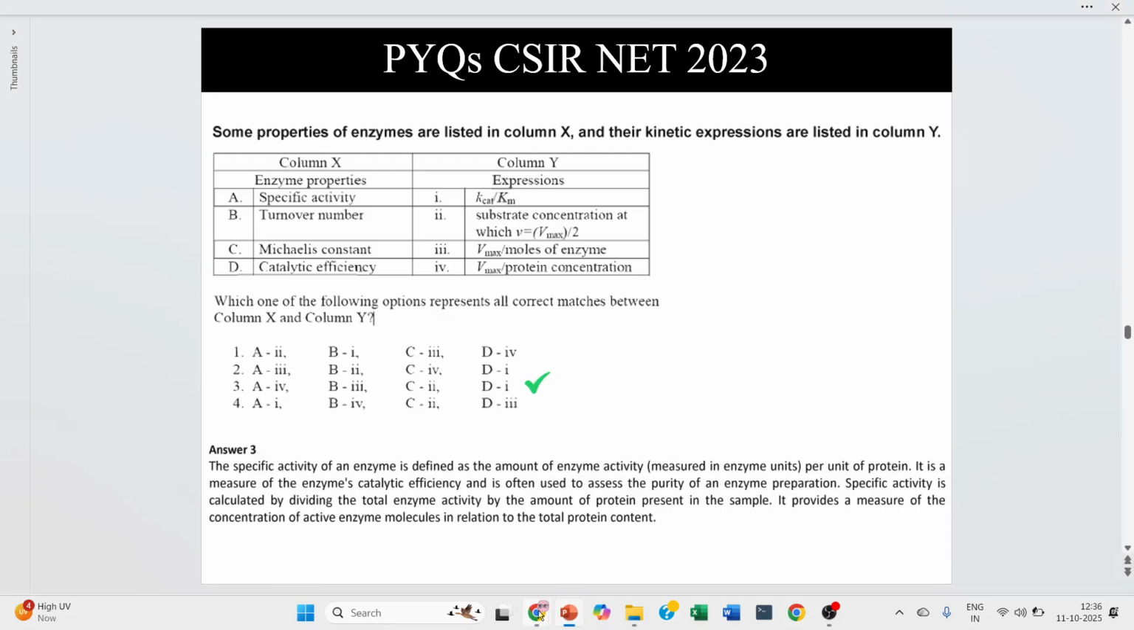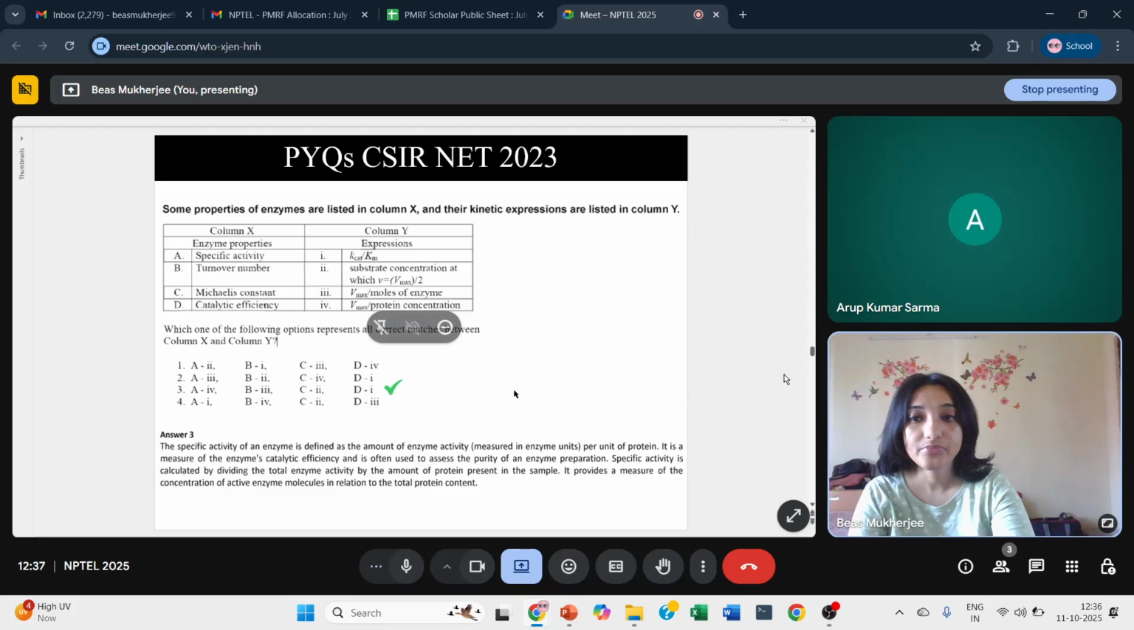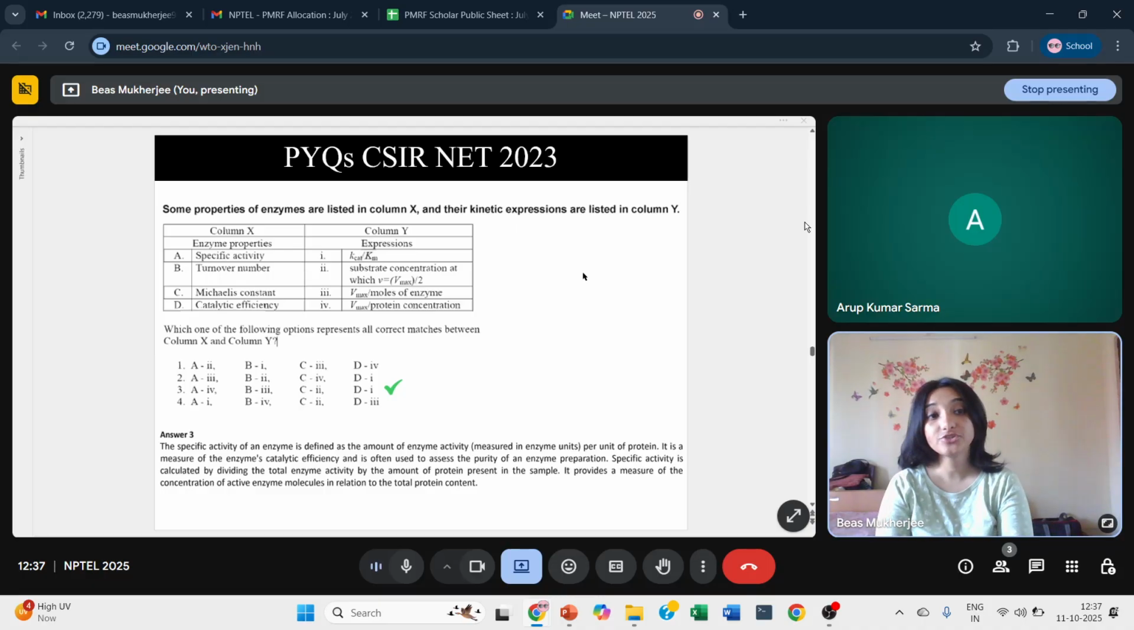So we look at the right answer, and the right answer is option number 3. It tells you that the specific activity of the enzyme is defined as the amount of enzyme activity measured in enzyme units per unit of protein. So it is a measure of the enzyme's catalytic efficiency and is often used to assess the purity of the enzyme preparation.